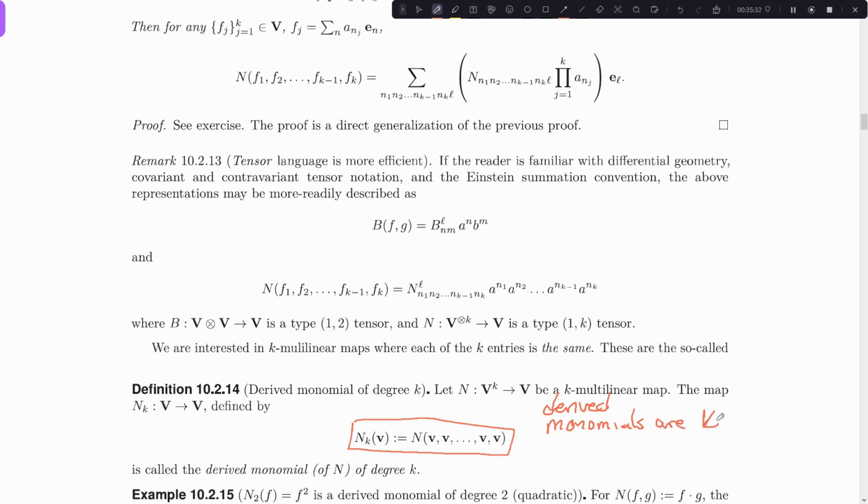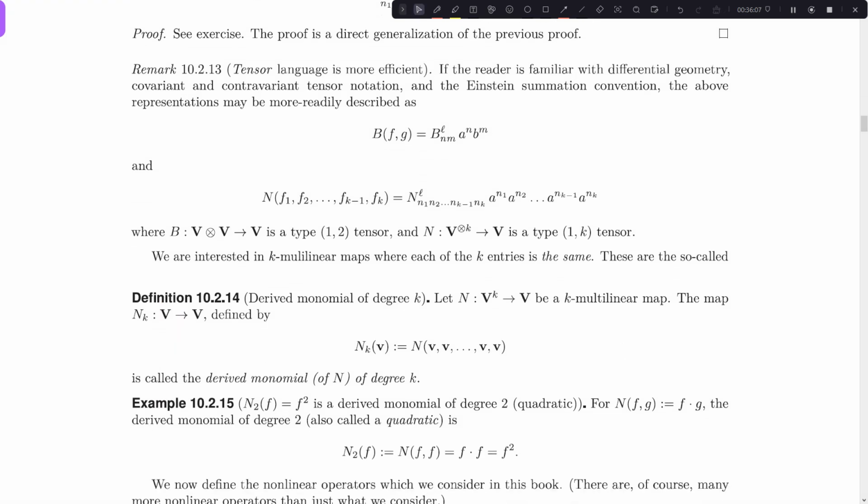are k multilinear operators, but every entry is the same. So I'm plugging the same vector into every single entry, and that's why I really only need one input, right? There's only one vector that's getting input into this, and that's why my domain is just v and not v to a higher power.